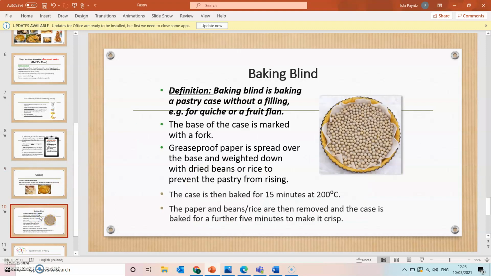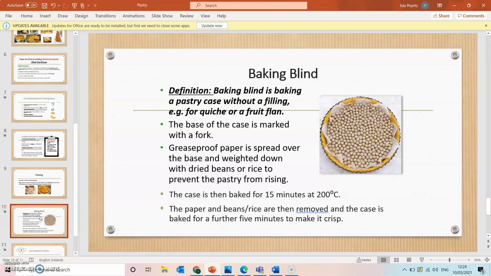And the last one here is baking blind. So this is what I said to you earlier. You bake the pastry case without the filling. So for example, in a quiche, or if you're making a lemon meringue pie, you may bake the pastry case first to cook it through. Then you take it out of the oven after the 15 minutes and you will put your filling in, and then you will put it back into the oven to cook.